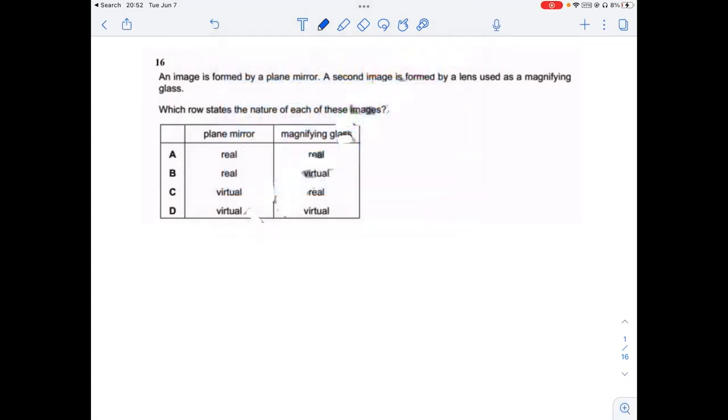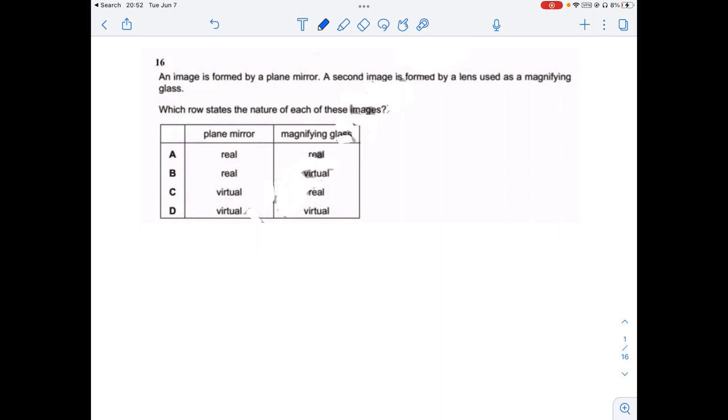Coming to part 2 of the video, where in part 1 we covered questions 1 to 15, the most expected questions for the upcoming physics MCQ. So now we are doing part 2. In this question, question number 16, an image is formed by a plane mirror.